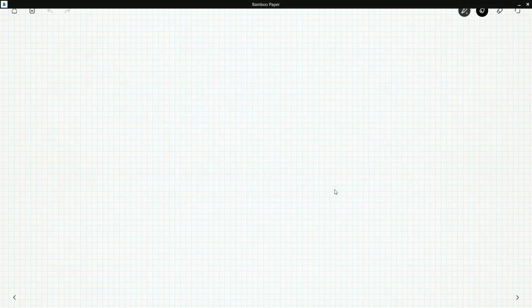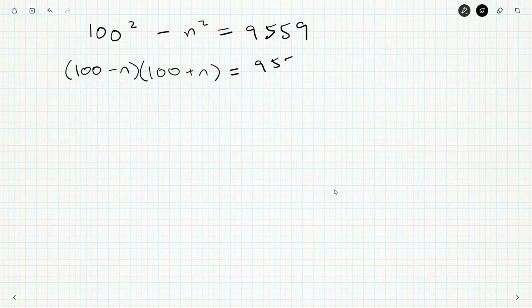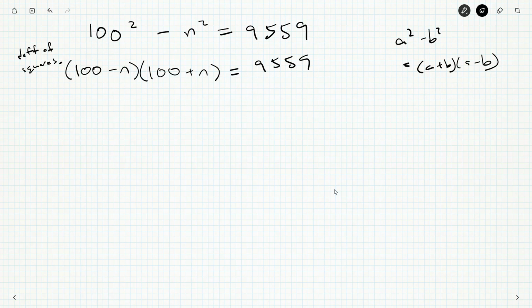Well, I notice on the one side I've got difference of squares. So we'll start with this equation. 9559. I can factor this side as 100 minus n, 100 plus n. So this is a nice little difference of squares, a nice little factorization that you should know. A squared minus b squared can be written as a plus b times a minus b. This is a very nice little trick, and it comes up a lot on contests.